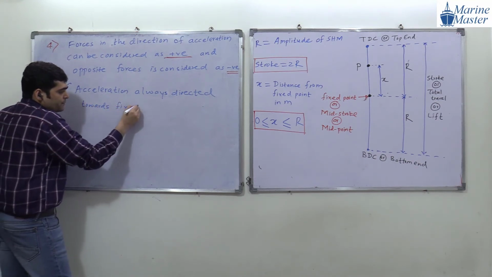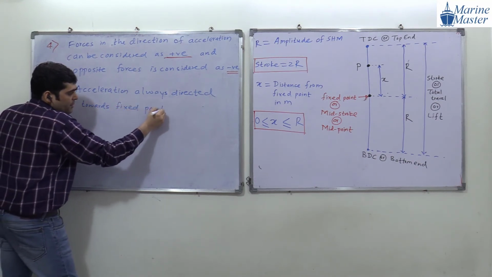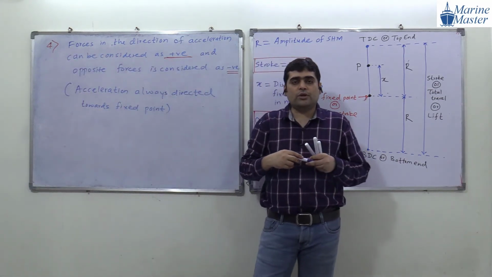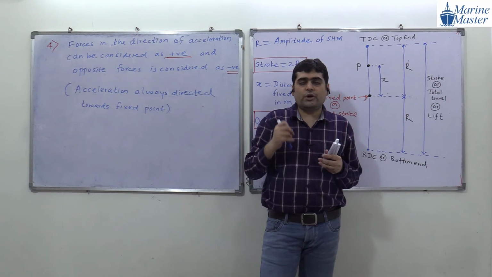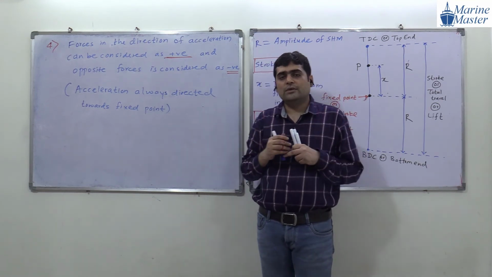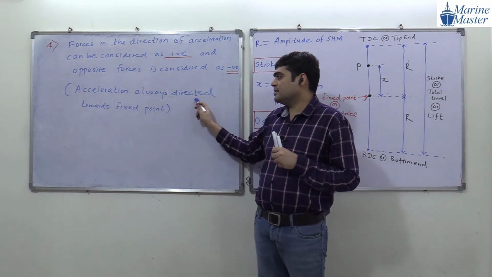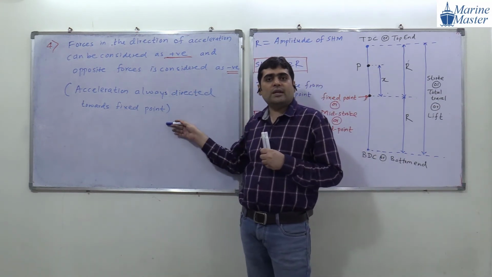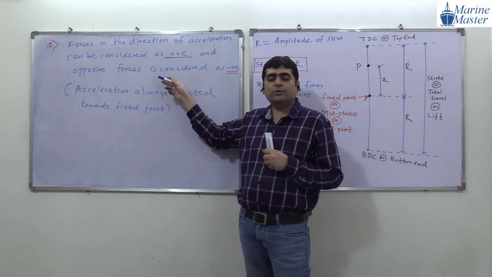Guys, SHM definition. First point of SHM definition. SHM is simple harmonic motion. SHM is a special type of periodic motion which satisfies the following three conditions. First condition will be what? Acceleration always directed towards fixed point. Okay, and I will explain what this means.